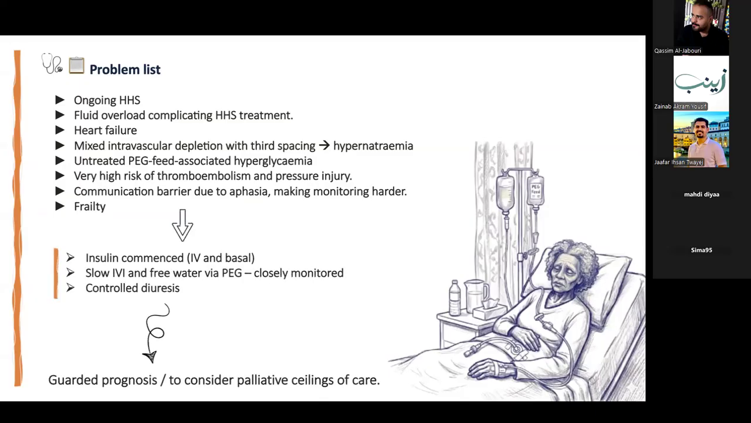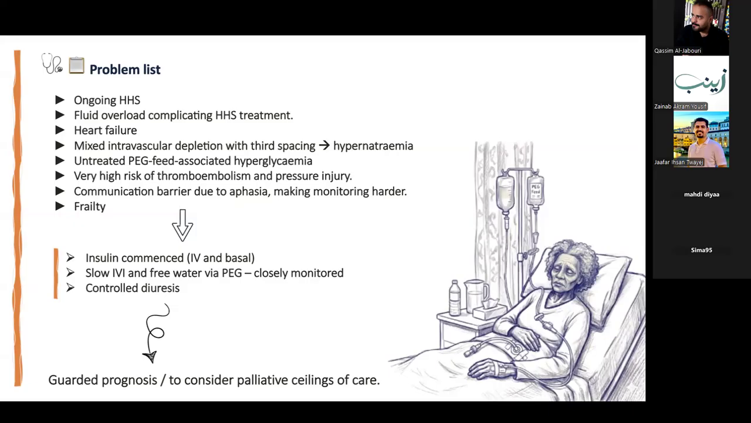Good. So in order to address these, that's when the diabetes team was involved in her management. She was commenced on insulin, as you said, slower IV fluid. The new approach was because of the fluid overload: a slow IVI, and then she is having a PEG feed, so we can introduce water via PEG very slowly as well. And the water via PEG is free water.